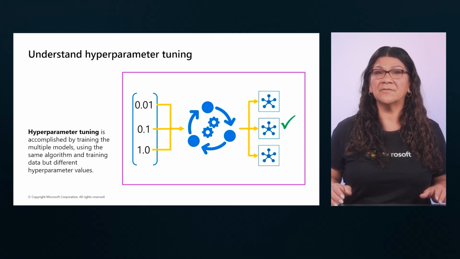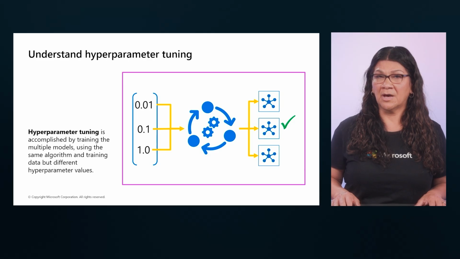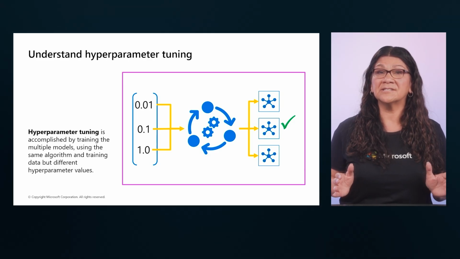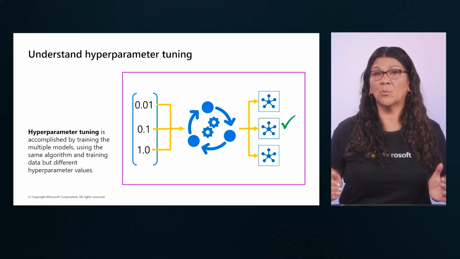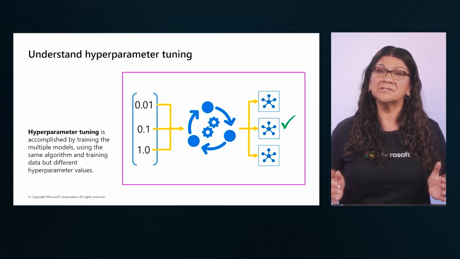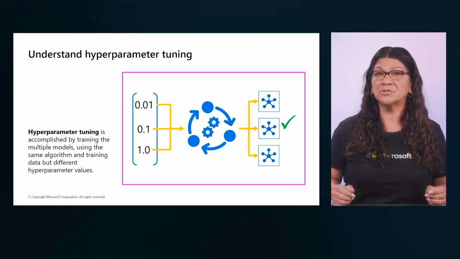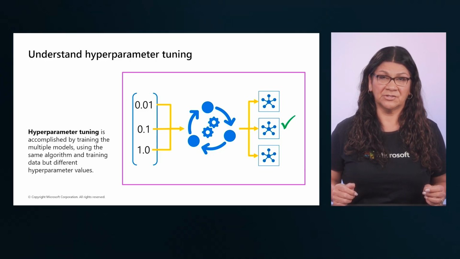For example, if you're training a diabetes prediction model, a sweep job could test learning rates like 0.01, 0.1, and 1.0 to determine which configuration produces the most accurate predictions.